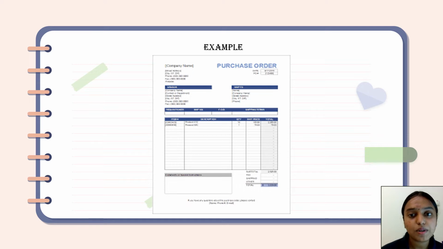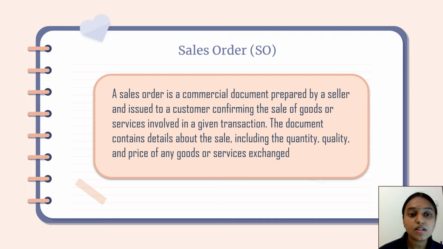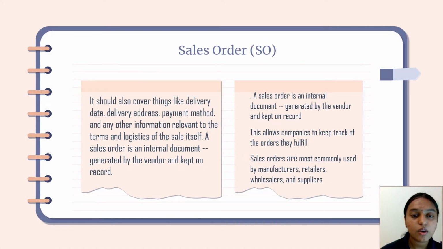This is the example of purchase order. Next, sales order. A sales order is a commercial document prepared by a seller and issued to a customer, confirming the sale of goods or services involved in a given transaction. The document contains details about the sale, including the quantity, quality, and price of any goods or services exchanged. It also covers things like delivery date, delivery address, payment method, and any other information relevant to the terms and logistics of the sale itself.